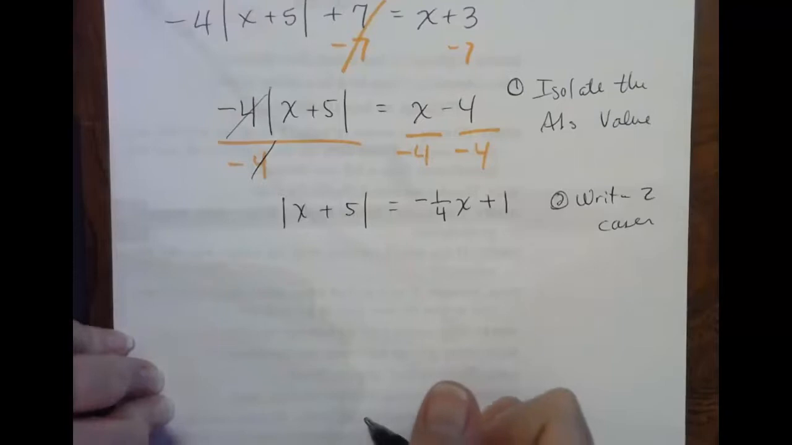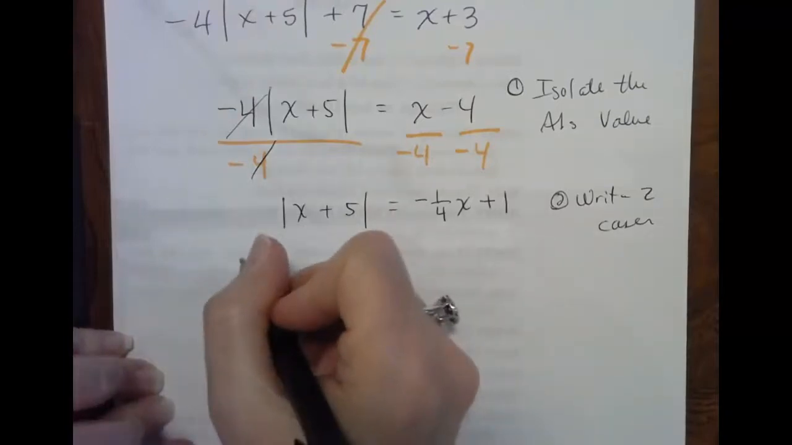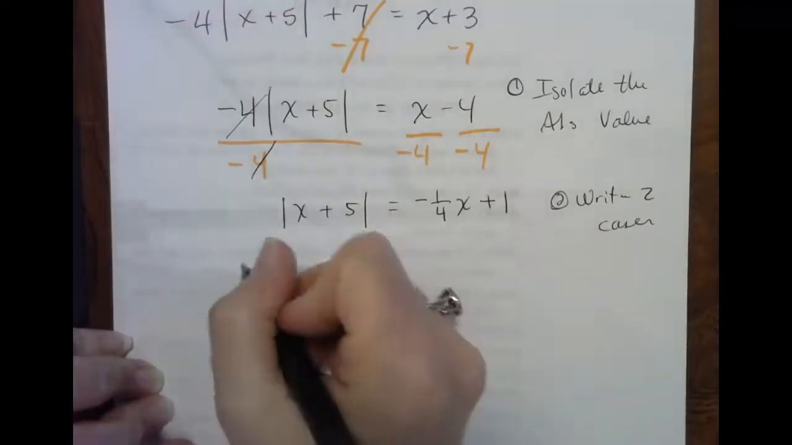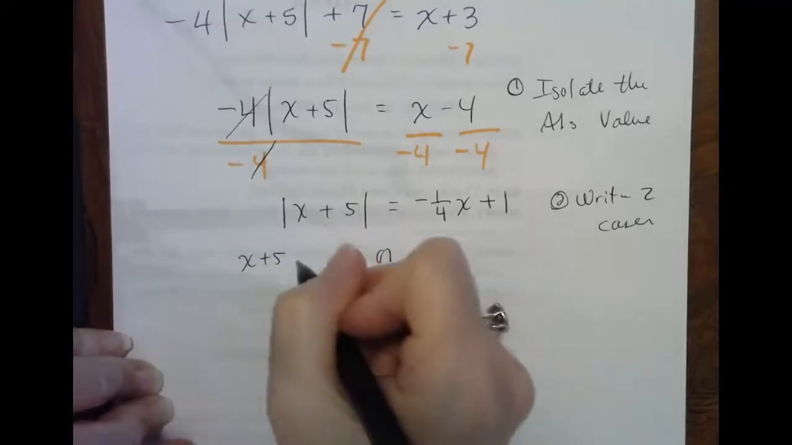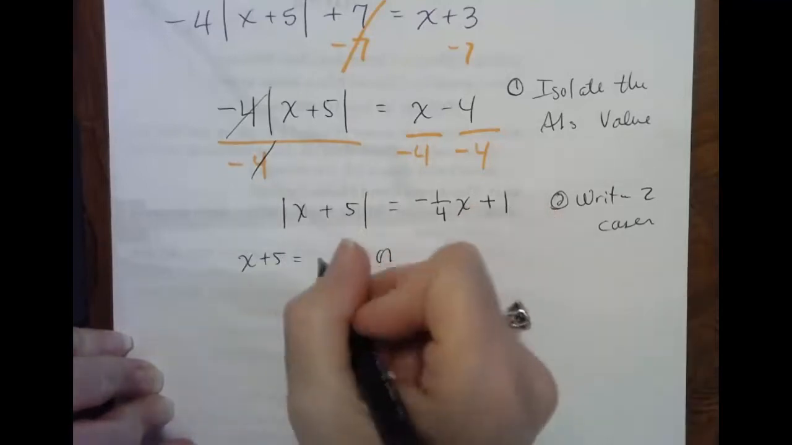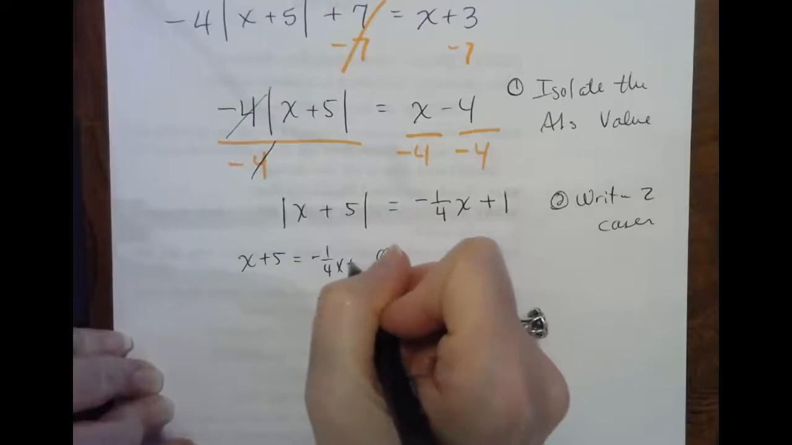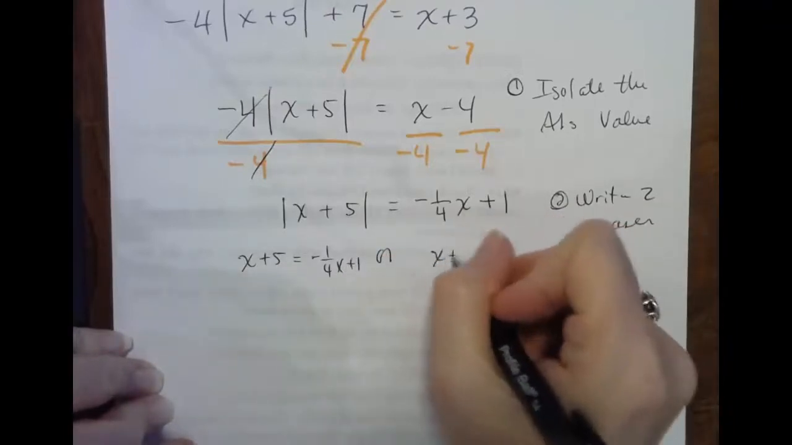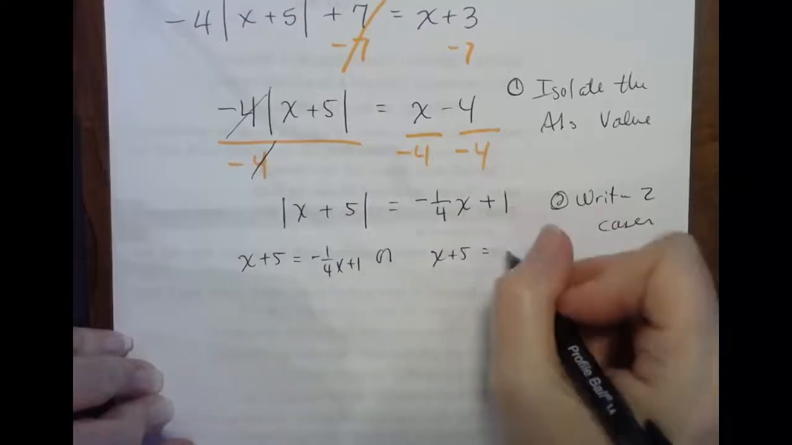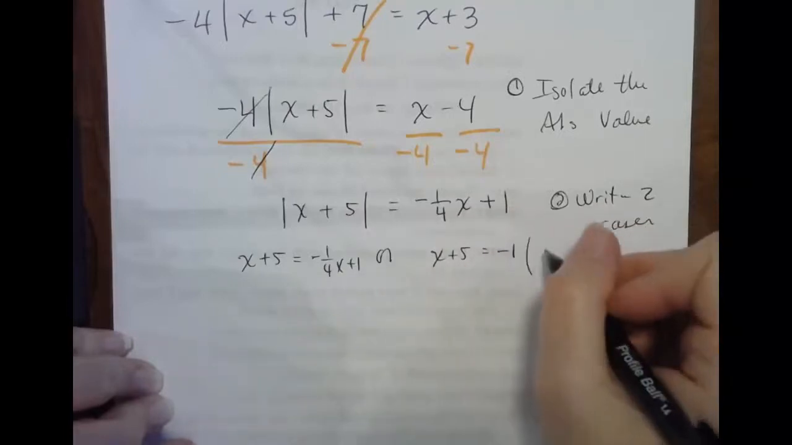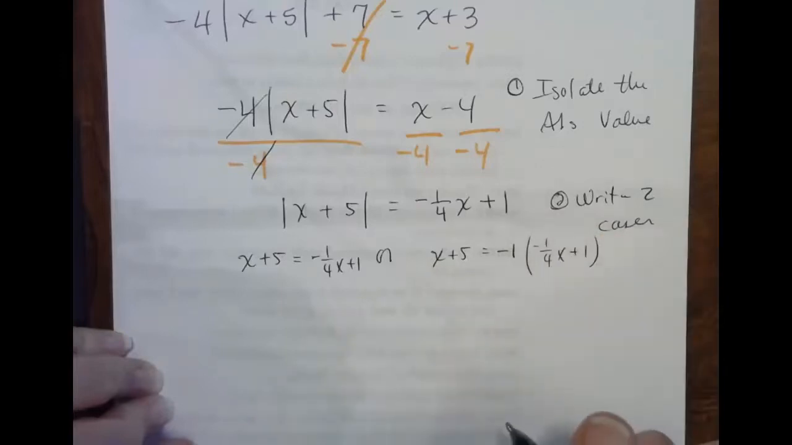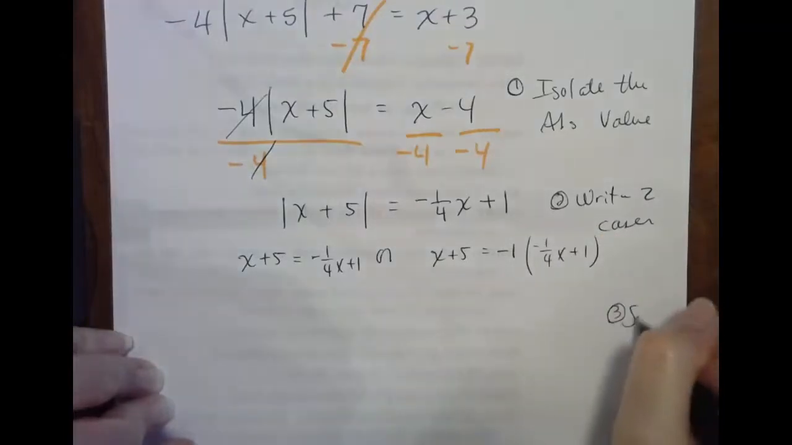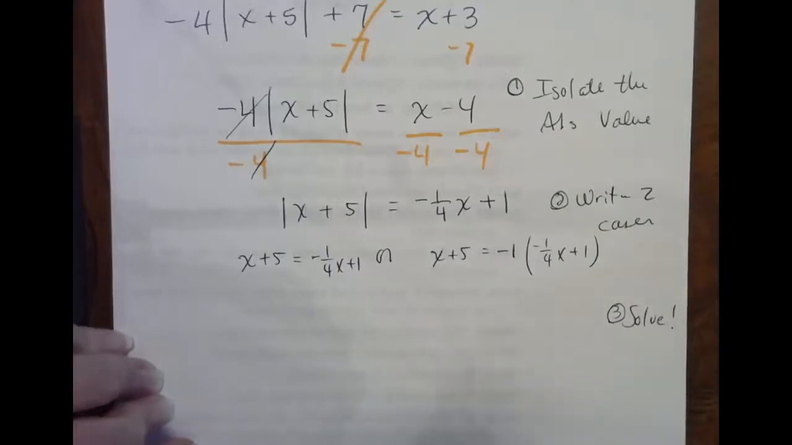So we're going to write 2 cases, and it's going to turn out to be this. This is an OR situation. X plus 5 equals, just as it's given, or the negation of the right-hand side. X plus 5 equals -1 times -1/4 x plus 1. So step 3, of course, is just to solve. We're going to solve both of these equations now.